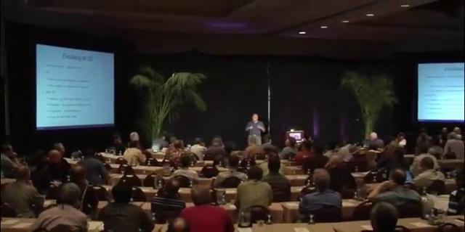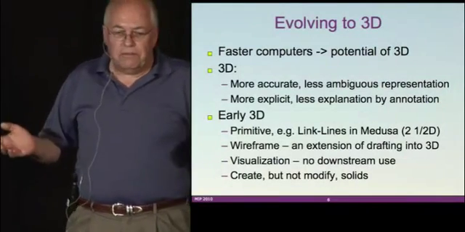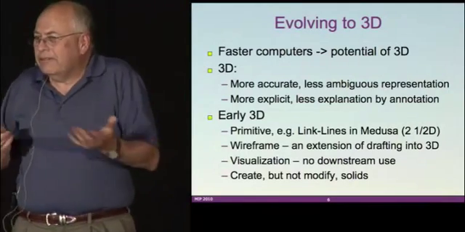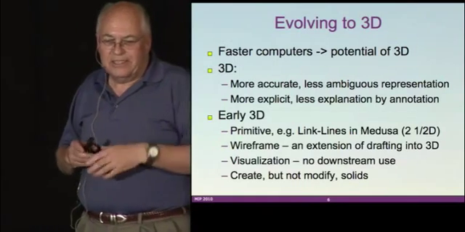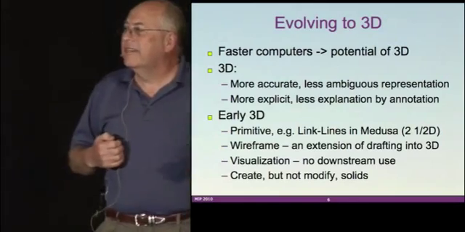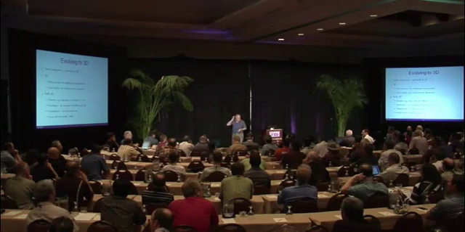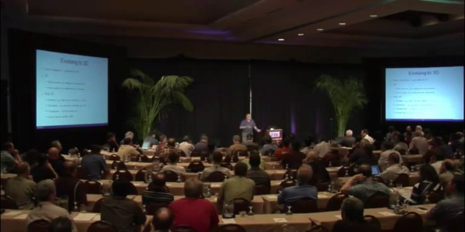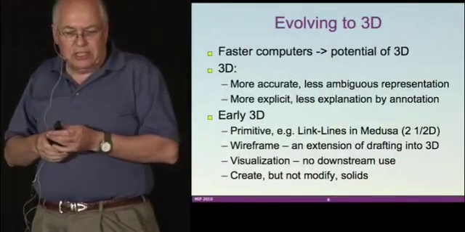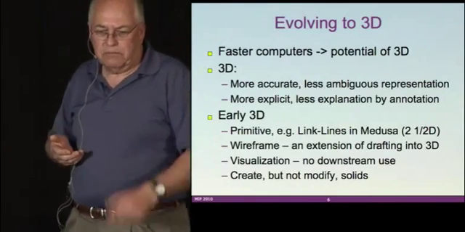So there was the challenge of evolving to 3D, and the computers got faster, so we could do more things with them. And why? Of course we want 3D. It's less ambiguous. So the early 3D was very primitive. One of the first ones I remember was link lines in Medusa. Does anybody remember that? Oh, they're as old as I am. Then we had wireframe, which was an extension of, call it 3D drafting, and visualization. And you could create but not change solids, which is to show the boss something.